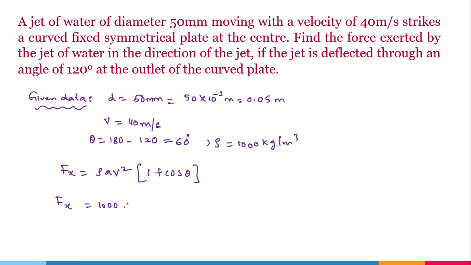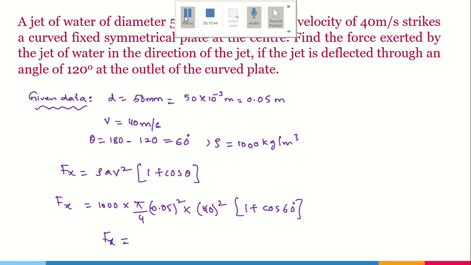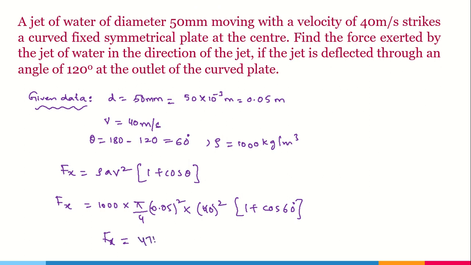So 1000 into, I forgot to write area, so I'm doing it here directly, pi by 4 of 0.05 whole square, rho a, into v, which is 40 square, into 1 plus cos 60 degrees. It's a direct substitution. Take a calculator, substitute all the things, and you'll get the answer. Let me see how much I would get for Fx. Right guys, the answer is 4712.38 Newton. So like this you have to solve for Fx.